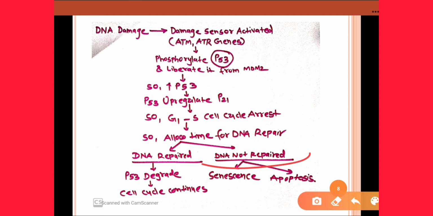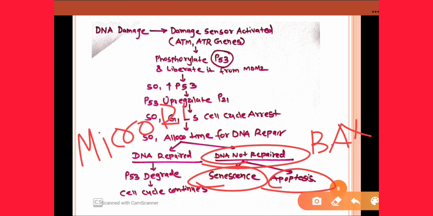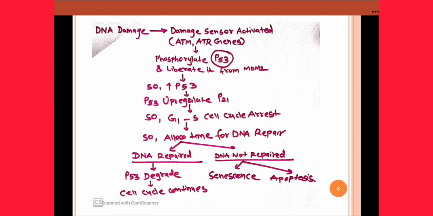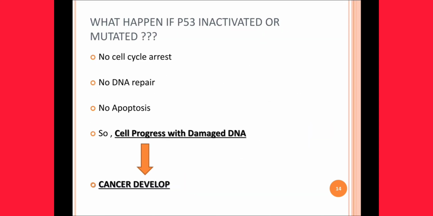But if DNA is not repaired anyhow by the P53, then what will P53 do? Then it will lead to apoptosis through the activation of the BAX gene, or it will lead to cellular senescence, meaning permanent cell cycle arrest through microRNA stimulation. They will lead to cellular senescence, that is permanent cell cycle arrest. So this is the function of P53, and that's why it is known by the name guardian of the genome. And if it is mutated, then it can lead to cancer formation.